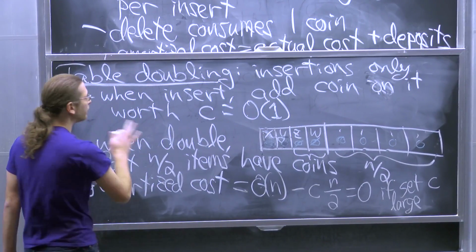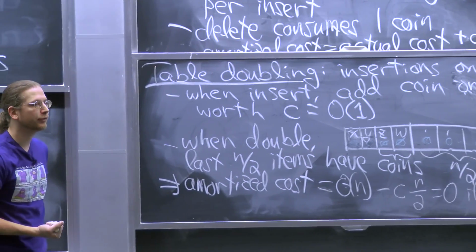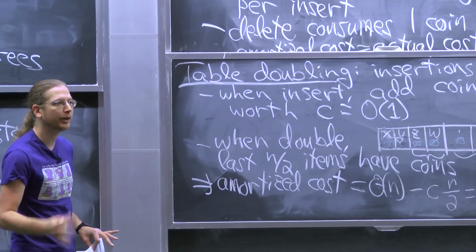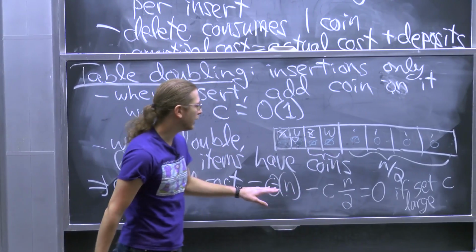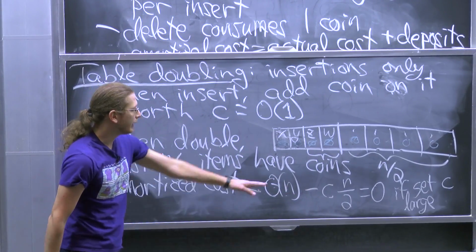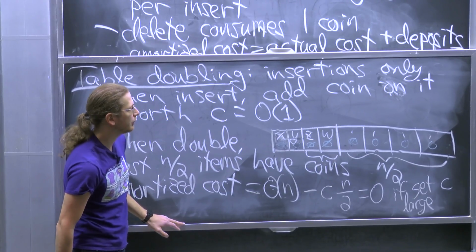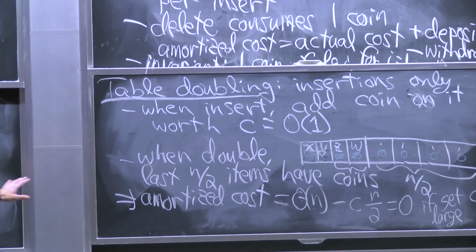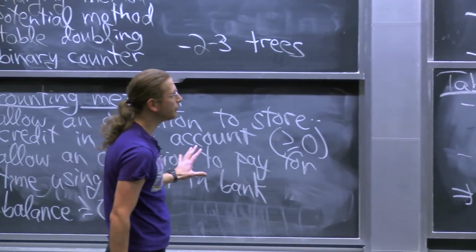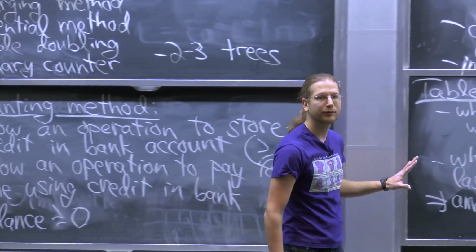Okay, and usually when you're working with coins, you want to make the constants explicit just to make sure there's no circular dependence on constants. Make sure there is a valid choice of c that annihilates whatever cost you want to get rid of. Okay, so this is the accounting method view of table doubling. Any questions so far?